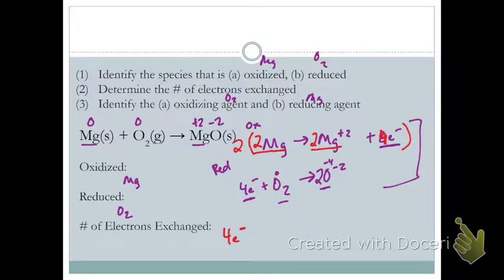So we want the number of electrons to equal each other, because you can't lose more than you gain, or you can't lose less than you gain, right? They have to be equal to each other. So sometimes we'll have to multiply everything, the whole half reaction, by 2 or 3 or whatever that number is.